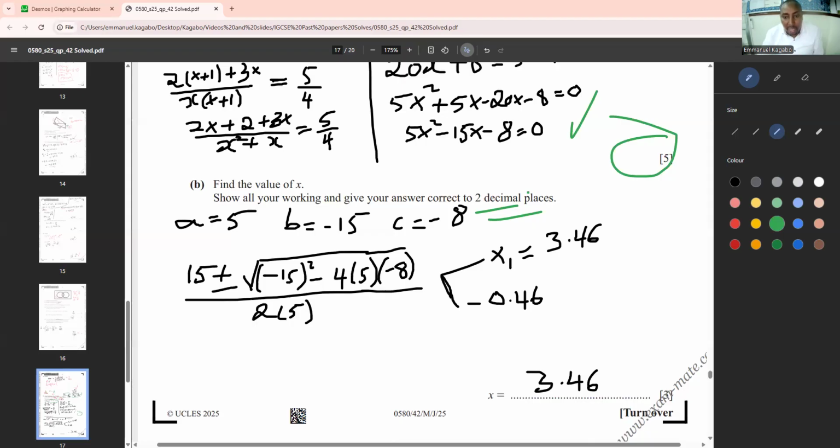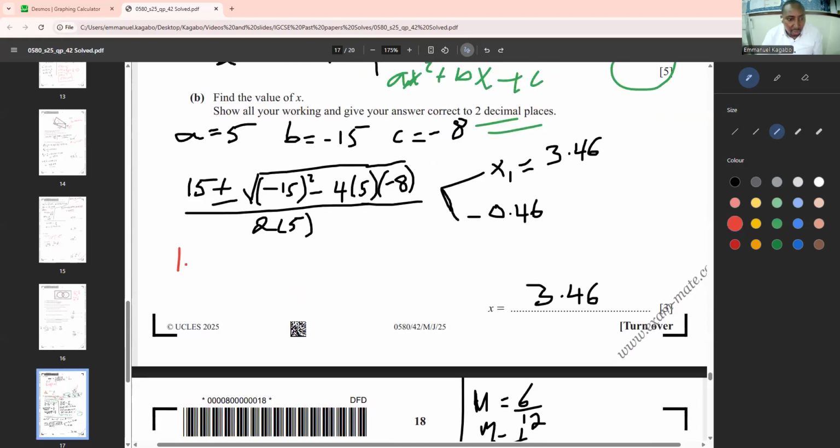Here I used the quadratic formula and identified my A as 5, because ax squared plus bx plus c. So A is 5, B is negative 15, C is that one. Do you understand that? So that's why I wrote here and substituted in the quadratic formula. I can write the quadratic formula here: minus b plus or minus square root of b squared minus 4ac, over 2a.